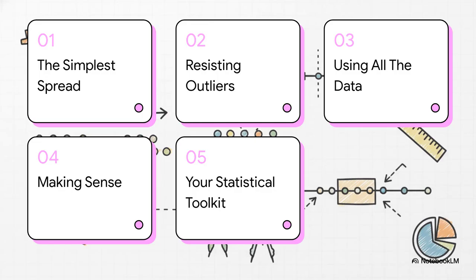So, to really understand these different stories, we're going to build out our very own statistical toolkit. We'll kick things off with the simplest tool, the range. Then, we'll level up to something more robust, the interquartile range, or IQR. After that, we're breaking out the heavy machinery, variance, and its way more user-friendly cousin, standard deviation. And then we'll wrap it all up.